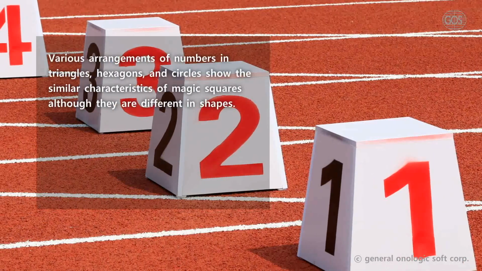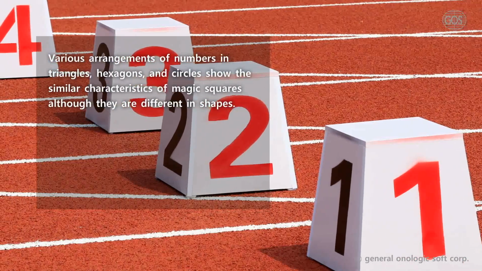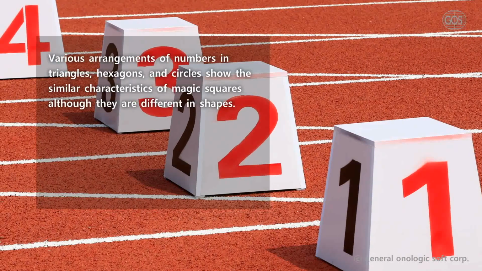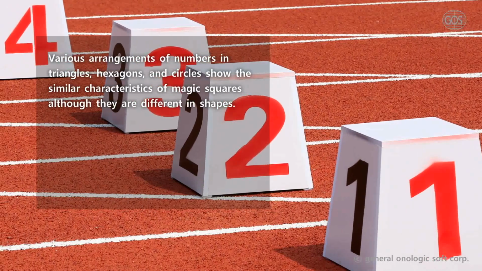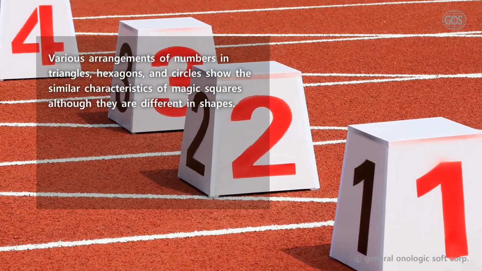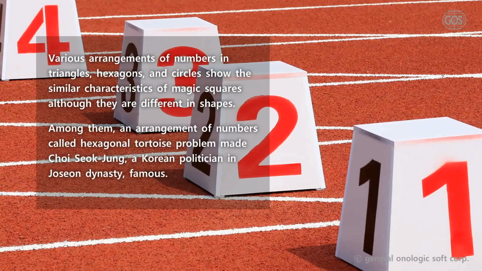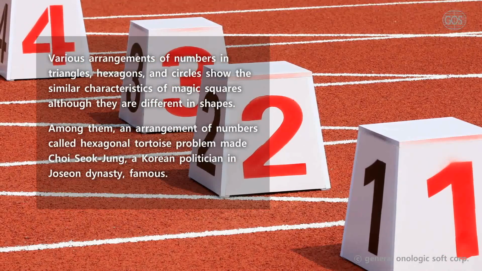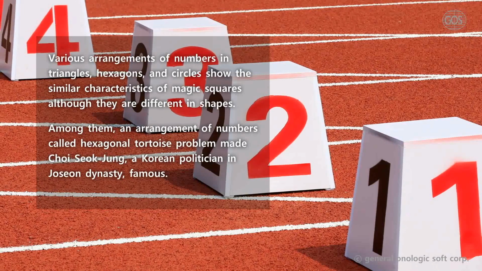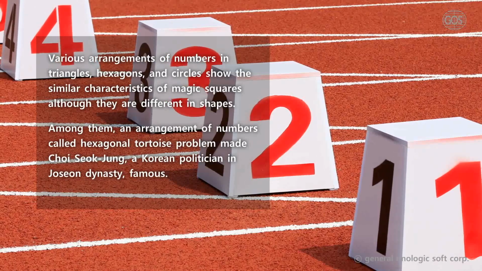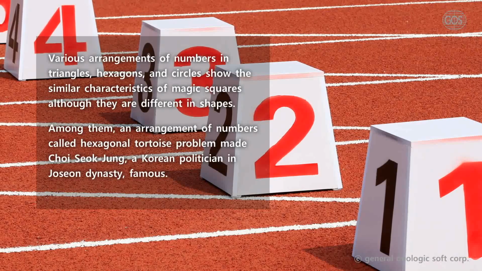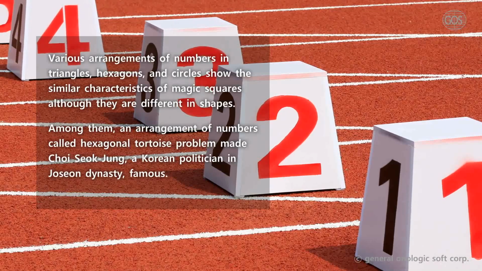Various arrangements of numbers in triangles, hexagons, and circles show similar characteristics of magic squares, although they are different in shapes. Among them, an arrangement of numbers called the hexagonal tortoise problem made Choi Seok-jeong, a Korean politician in the Joseon dynasty, famous.